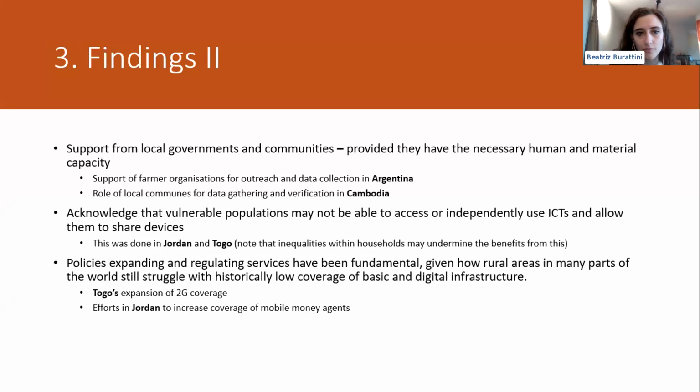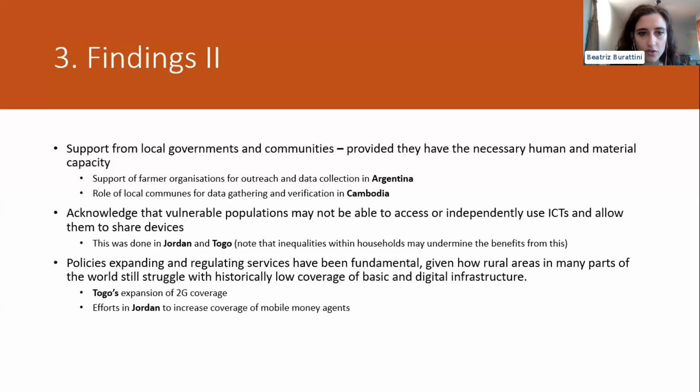Although, of course, this is an interesting solution, perhaps while we still deal with a digital divide, the extent to which it's useful is actually mediated by inequalities within households and communities that might undermine the benefits from this. And of course, we need to acknowledge that digitalization is not going to be a silver bullet, and we need other structural policies to ensure that digital tools can actually be used for improving social protection performance in rural areas.